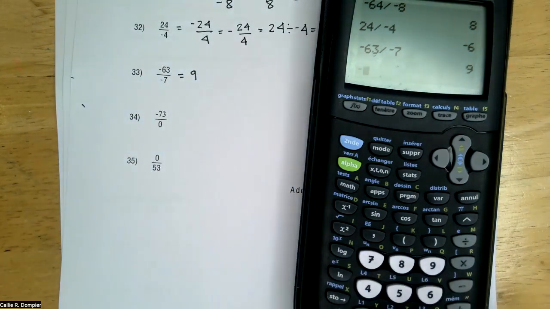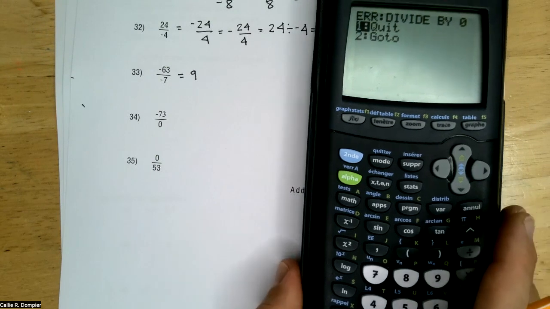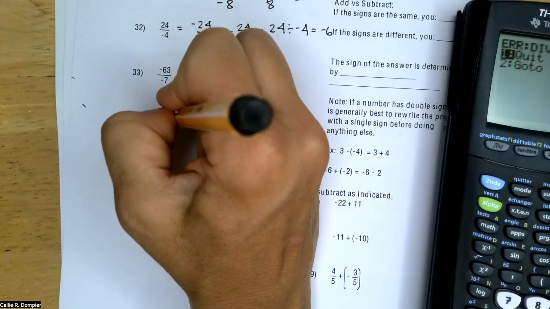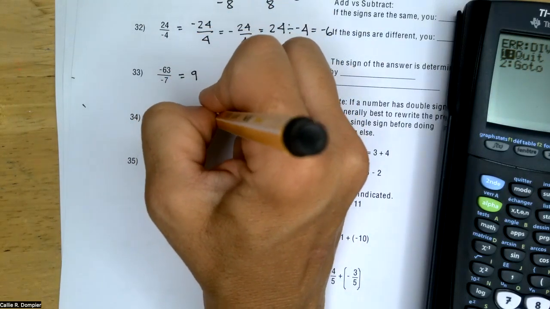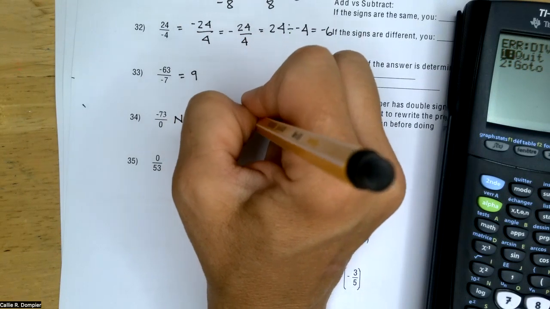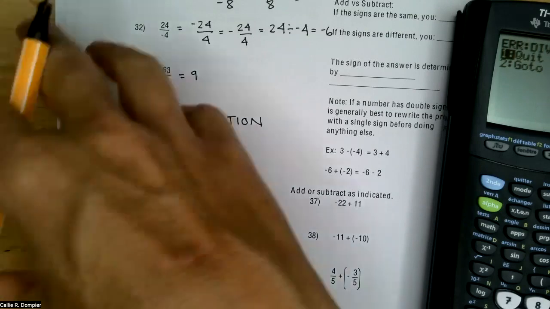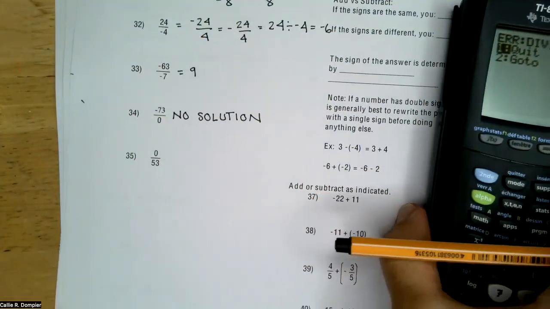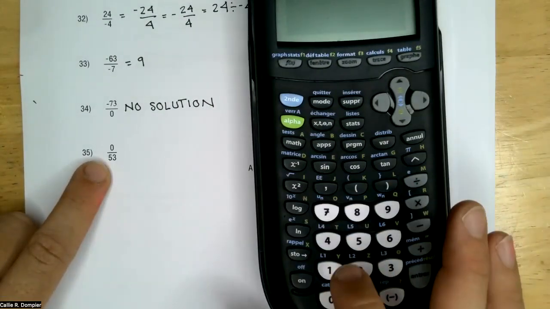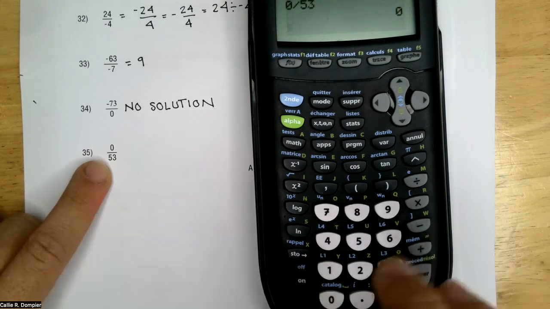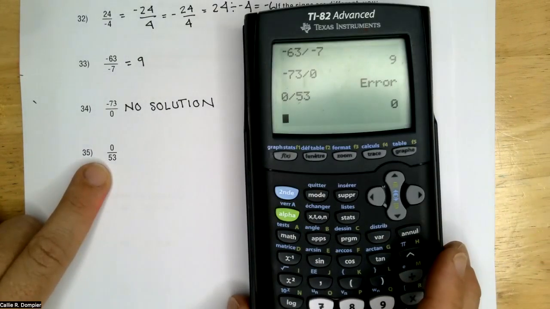Negative 73 divided by 0. 0 is tricky, okay? You cannot divide by 0. This is undefined or no solution. If we think about what division is, taking negative 73 of something and dividing it into 0 groups, okay? There's no way to do that. However, you can take 0 items and put them into 53 groups, and you'll just have 0 in each of the 53 groups, okay?